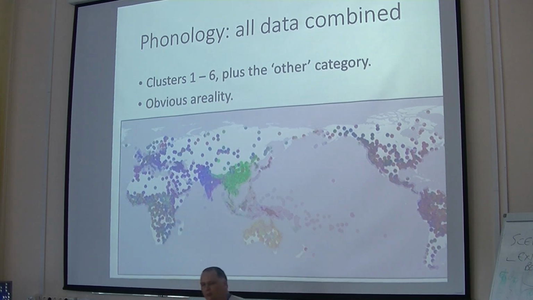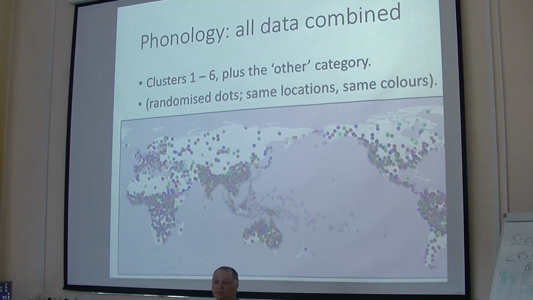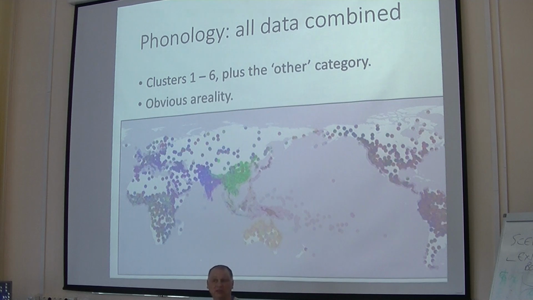Proof that this is areality, for those who are thinking that humans can find a pattern in anything if you give them long enough: if we take these same points and the same colours and randomise the distribution, we end up with that. That's what no areality looks like. Whereas what we actually see is this. So it's definitely an areal signal.